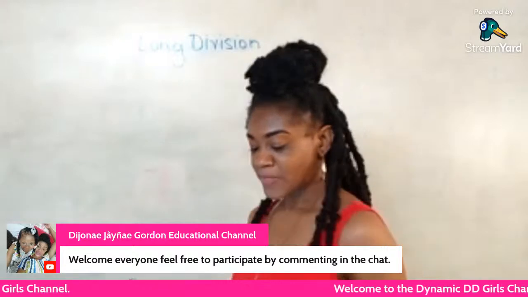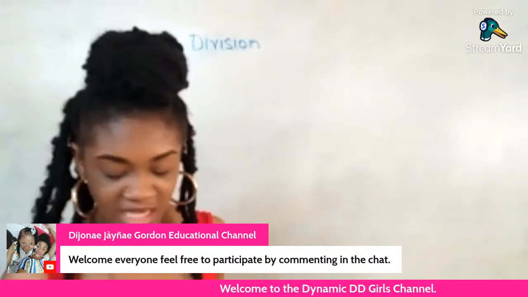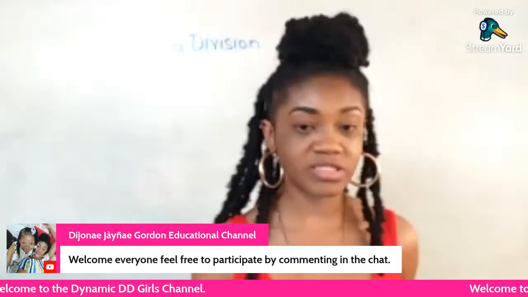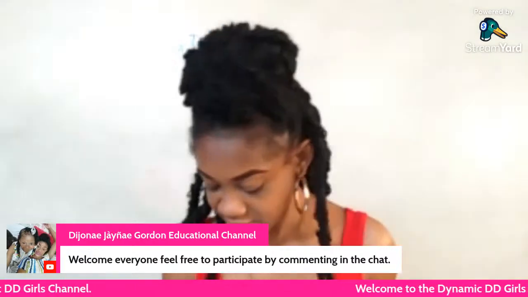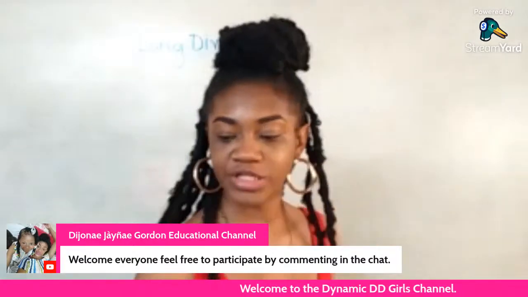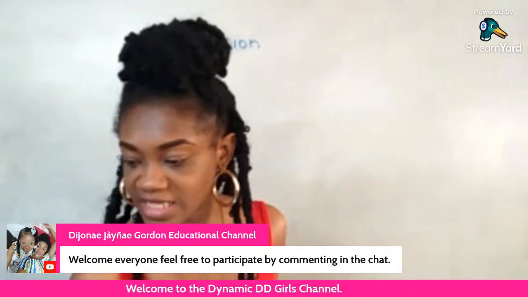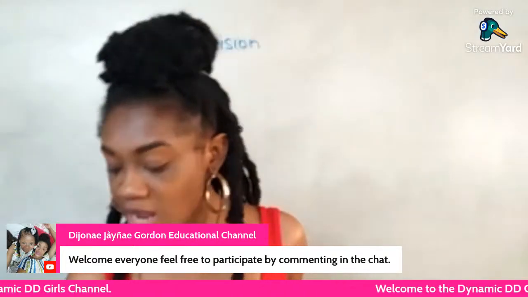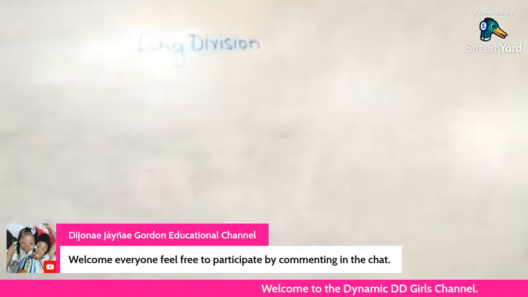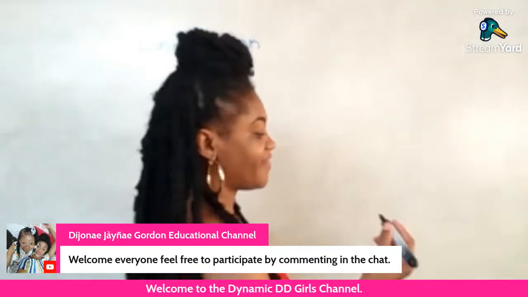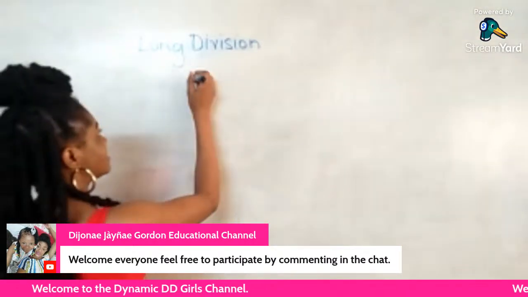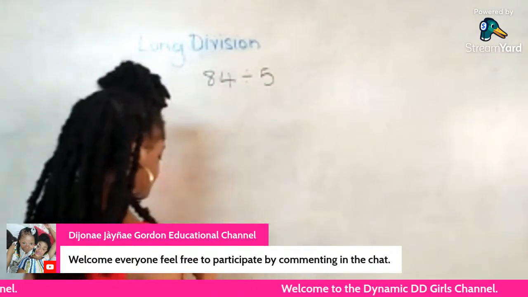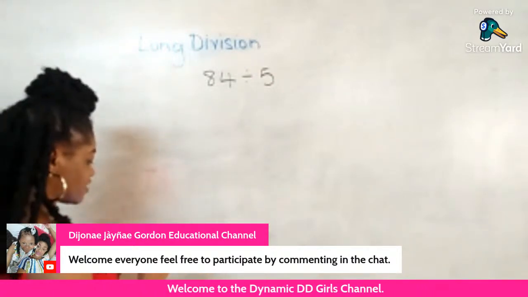What we're going to be doing is basically sharing, because you know that division is about sharing. The first problem we're going to work is 84 divided by 5. That's what we're going to be working first.